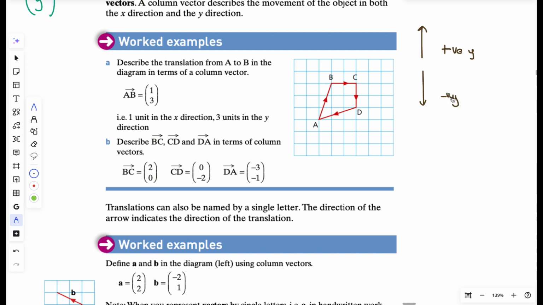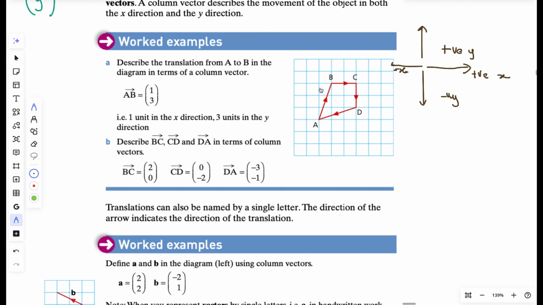Now, if we have horizontal movement in the x-axis in this way, we say positive x-axis, positive x. And if we are moving this way, we say the negative x-axis. Okay, so that's established. Now let's take a look at this.